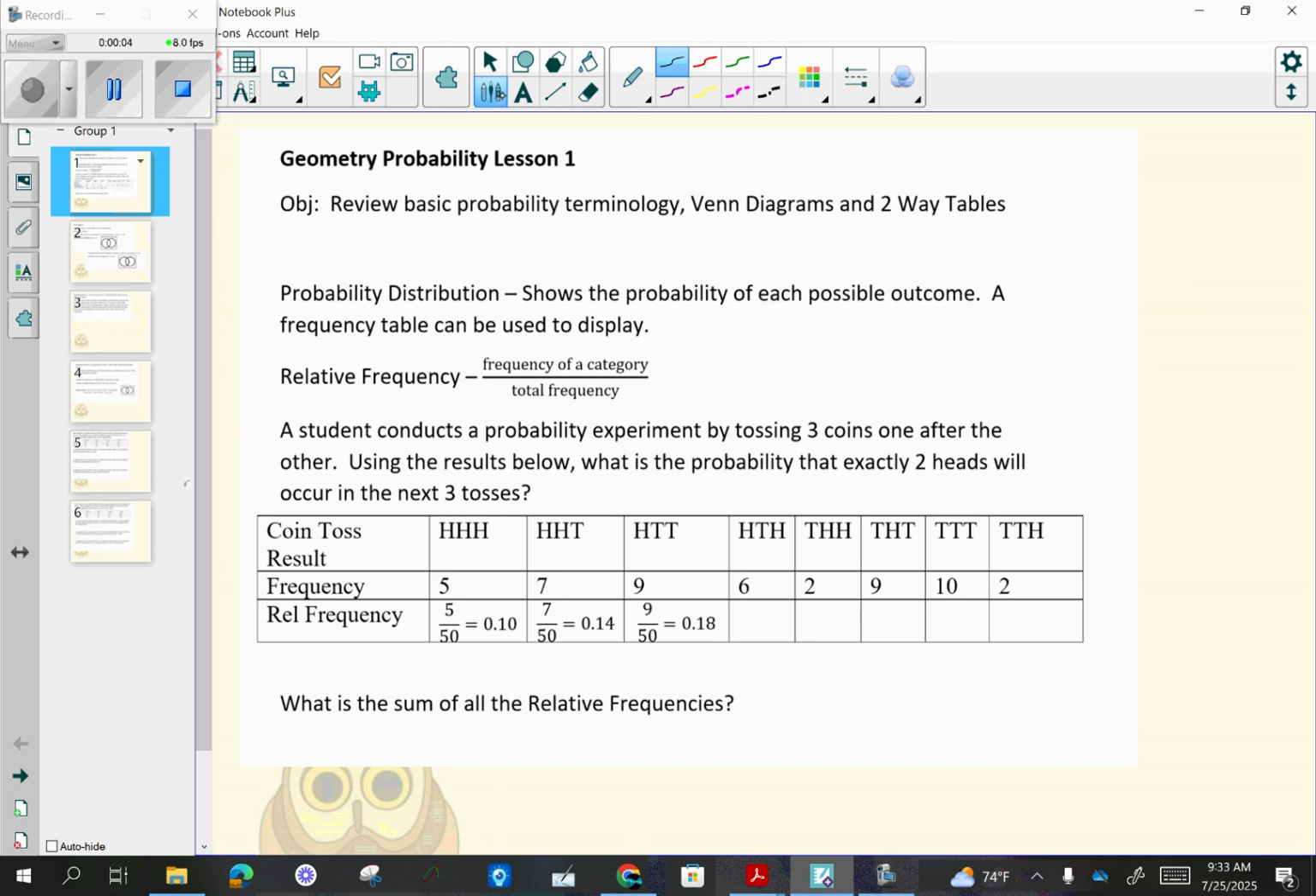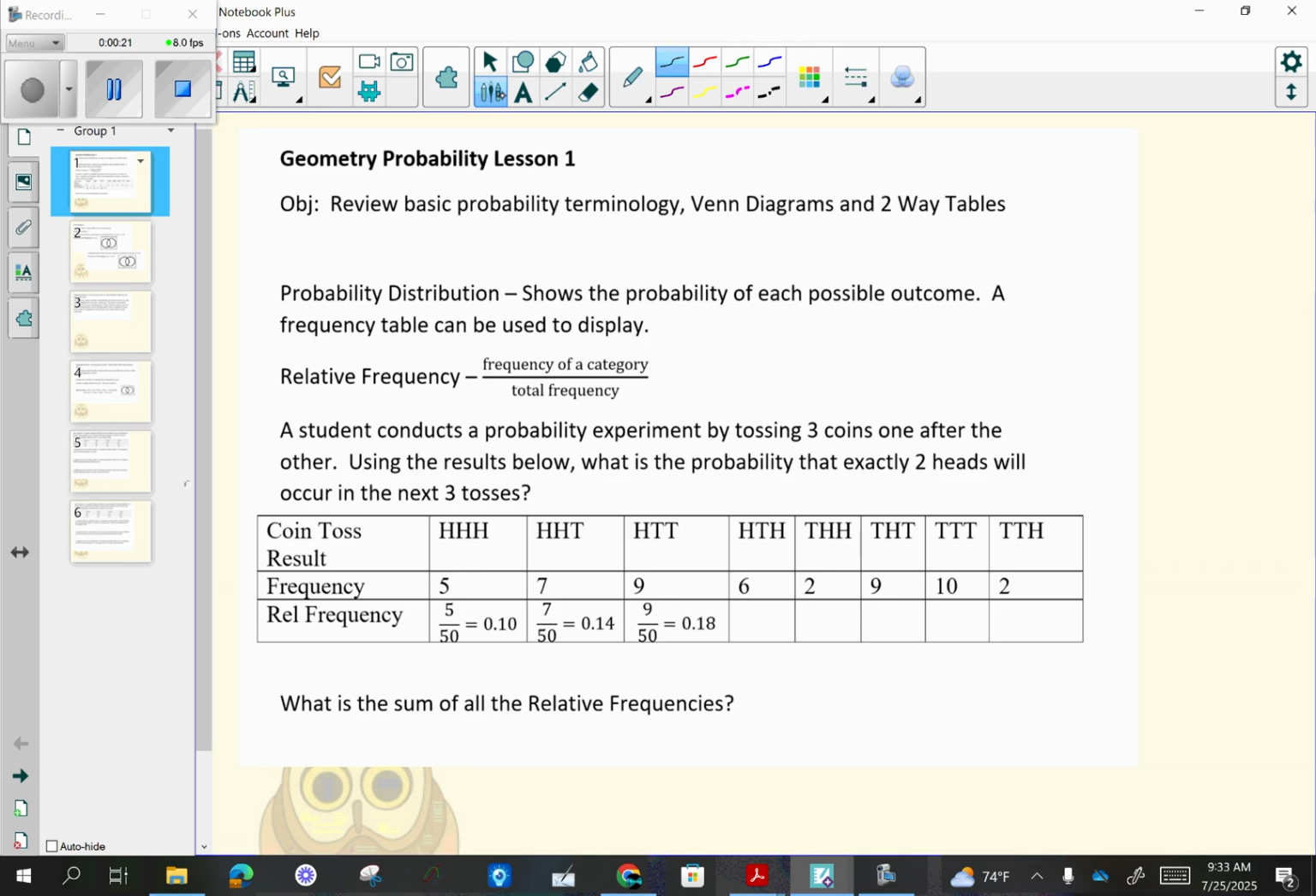In this lesson, we are talking about the different probability terminology that's out there, Venn diagrams, two-way tables, and how we can pull probabilities off of them. A probability distribution shows the probability of each outcome. A frequency table is often used to display that, and we have an example of that coming up.